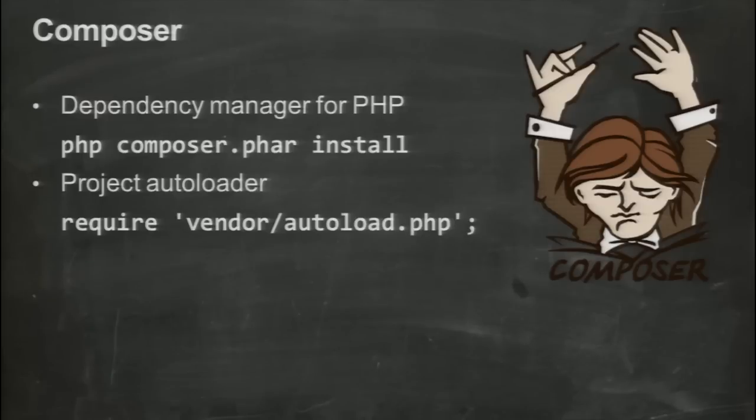Another cool thing about Composer is if you want to squeeze even more performance out of your application, you can create a class map autoloader. This is basically a hash of a class name to where on disk that class lives. So that's great for production environments, so check that out. And you can learn more about Composer at getcomposer.org.